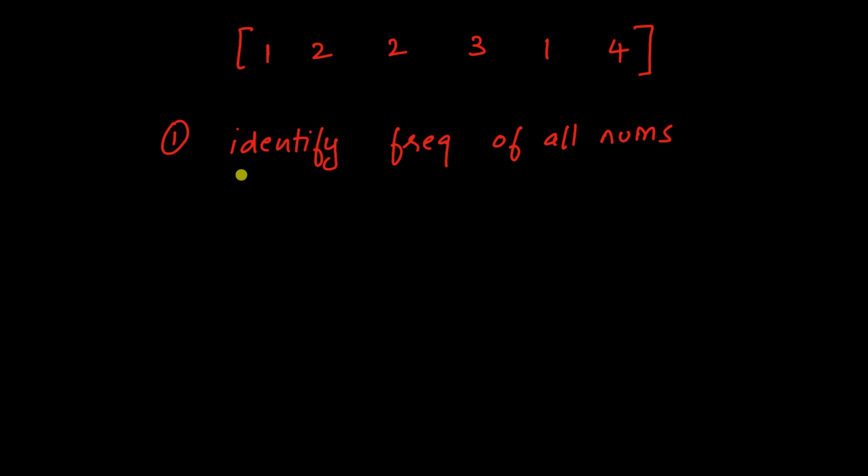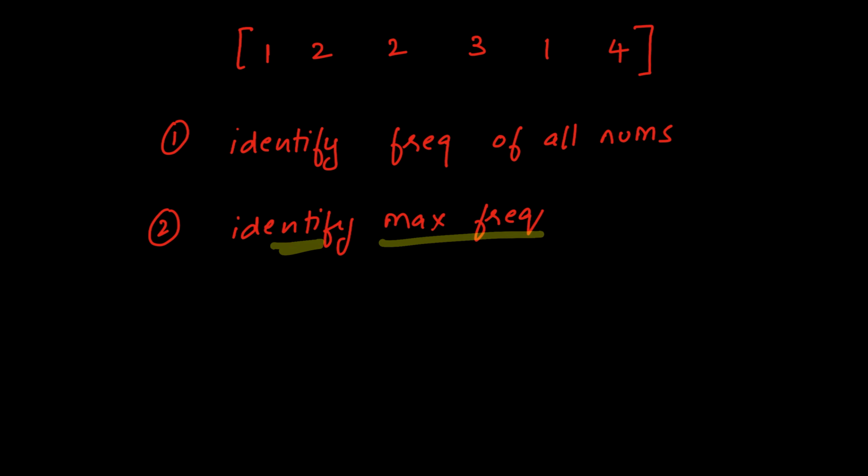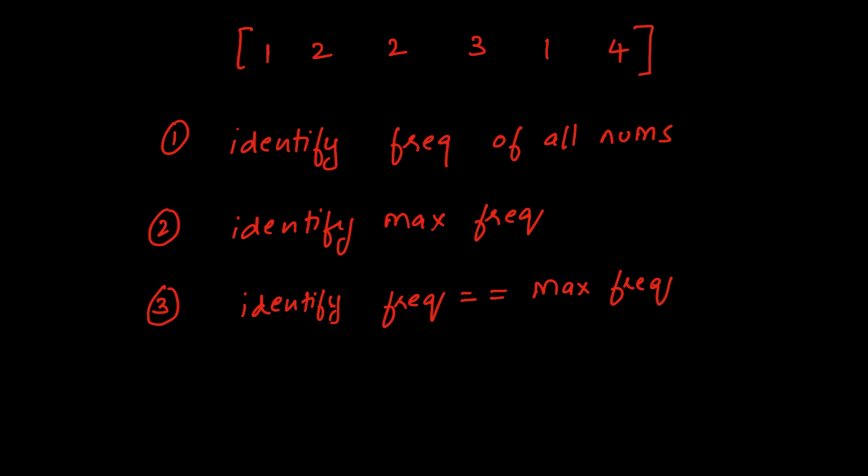The first step is to identify the frequency of all of the numbers in the given input array. After knowing the frequency of all of the numbers, we need to identify the maximum frequency amongst them. This step is dependent on the first step. The last step is to identify the entries or frequencies that match the maximum frequency. That is, look for all the entries in the collection that we built in step 1 that match the maximum frequency we're calculating in step 2.